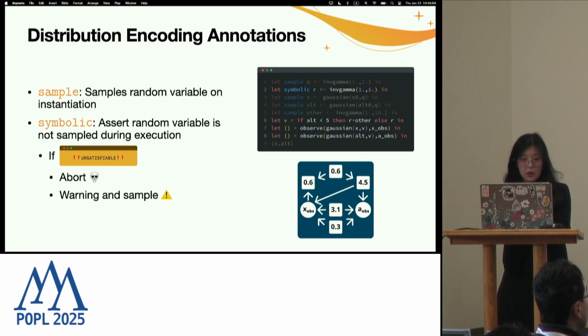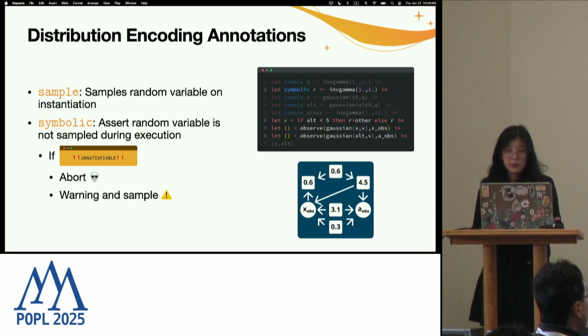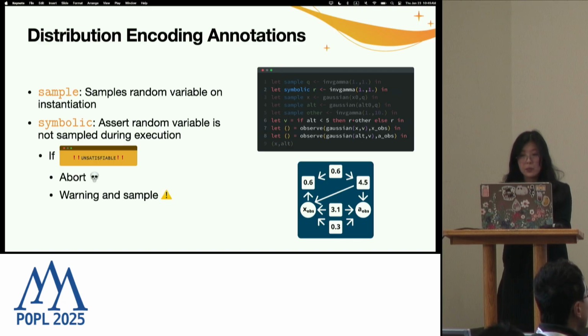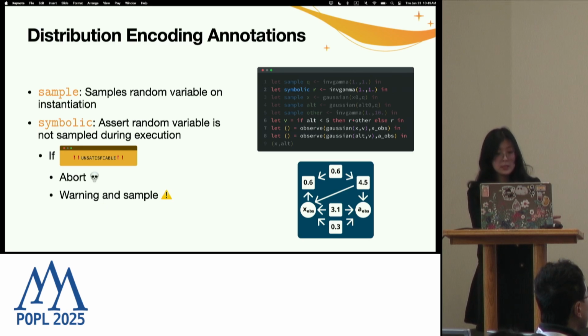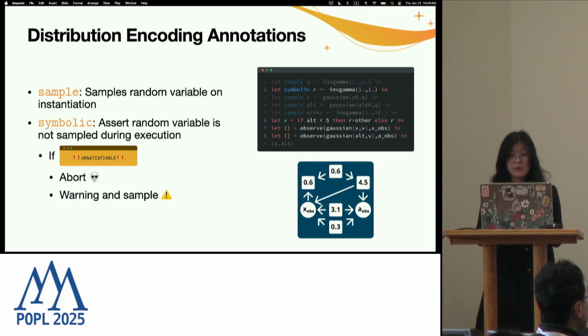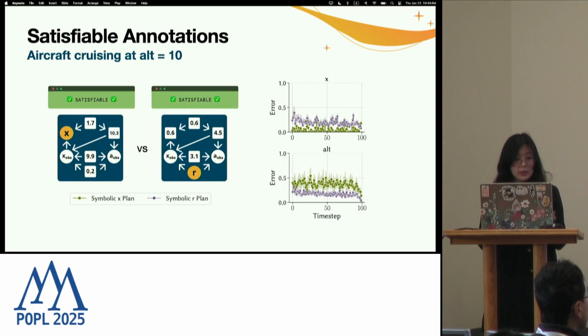And in this case, what the program can do is it can abort midway, or it can issue a warning and sample the annotated variable anyways to force the execution to continue. This means that the program is deviating from the annotations, but at least the program will continue running and produce a result. The trade-off of this approach is that the program is now implementing a different inference plan, which can have performance implications. So what that can look like is, for example, in our program, when the aircraft is flying at high altitudes, the annotations are satisfiable in both the symbolic X plan and the symbolic R plan, which gives us the error plots that we saw earlier.